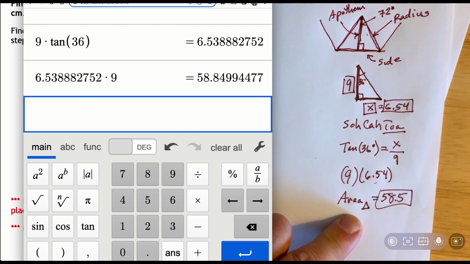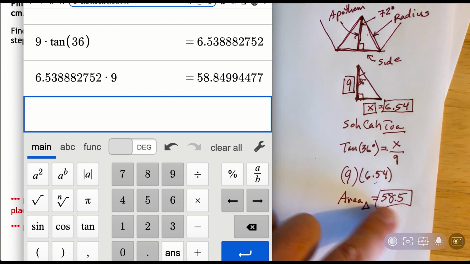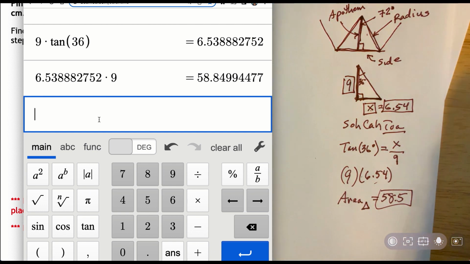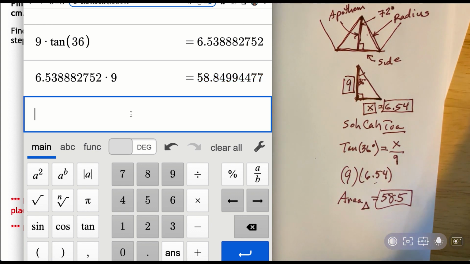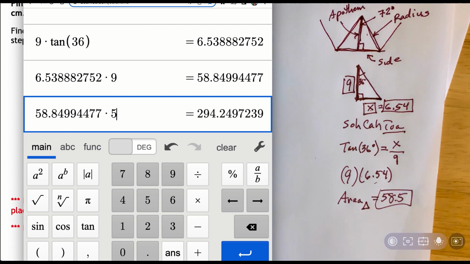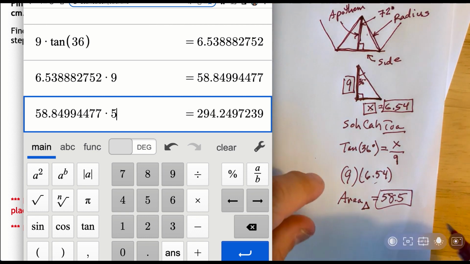Now, I have in a pentagon 5 of those. So then I take this answer I just got, 58.499 and so on. I'm going to take that, and I'm going to paste it, and I'm going to go times 5 because I have 5 sides. Now, if yours has 6, multiply it by 6, whatever you got.